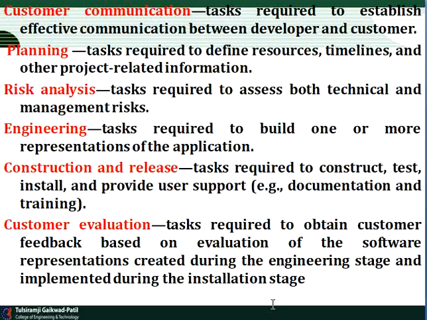As we already discussed, these are the phases present in the spiral model. First, customer communication: this task is required to establish effective communication between the developer and the customer, because in this phase the customer is providing requirements. As per their requirements, we will implement a particular software application. After that, the planning task is required to define resources, timelines, and other project related information.